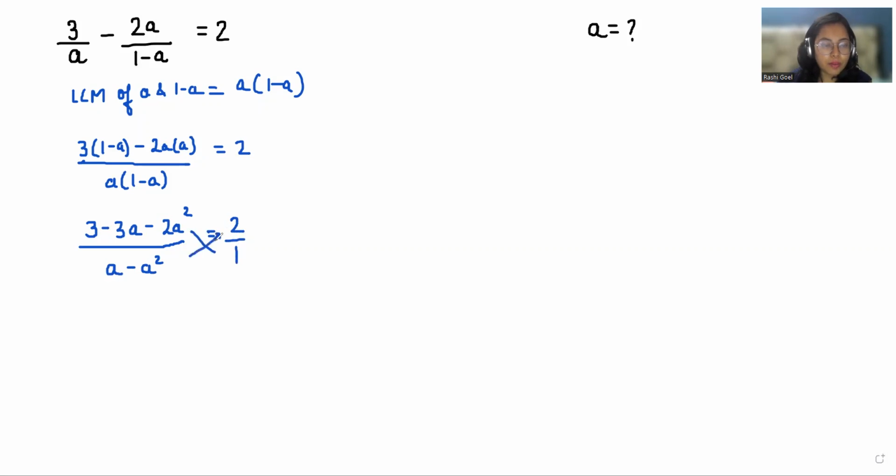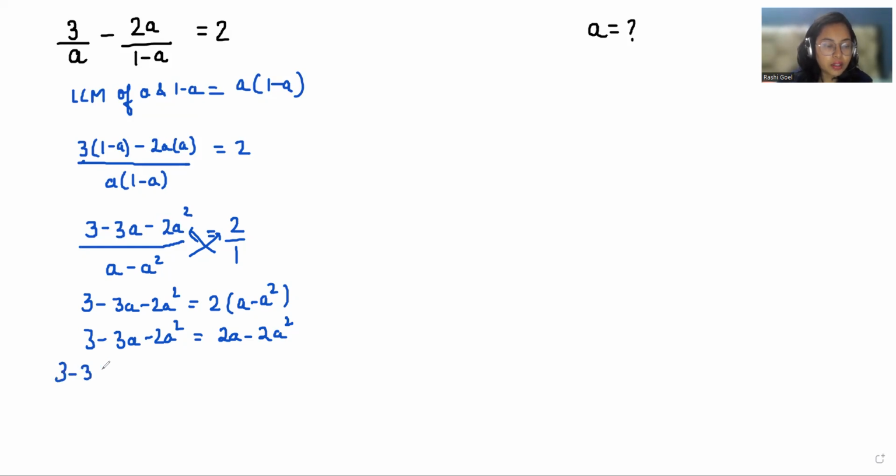Now we are doing cross multiplication. So here 3 minus 3a minus 2a square is equal to 2 times a minus a square. Now we'll solve the bracket on the right hand side: 2a minus 2a square. So we'll take all terms together. So 3 minus 3a minus 2a square.